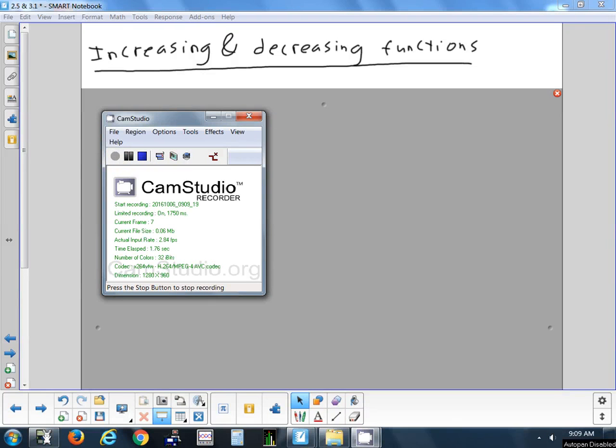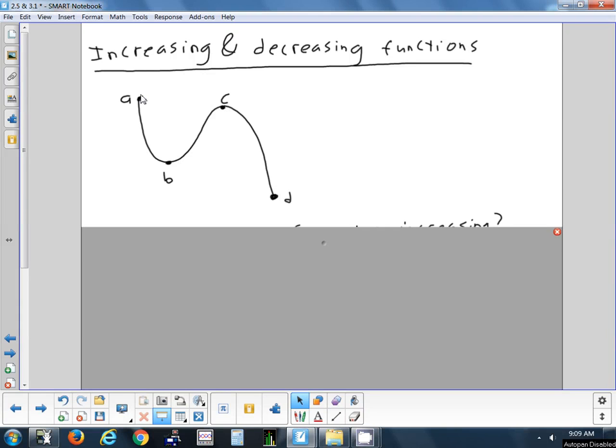All right, so we're going to start off just by finishing up that one thing we didn't get to in section 3.1, which is how we figure out when a function is increasing and decreasing. Okay, and this is directly related to finding local maxes and mins.